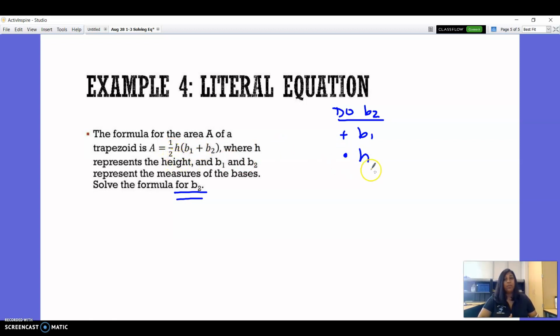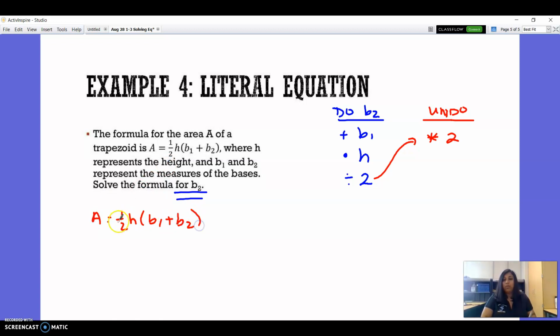The opposite of multiplying by 1/2 is dividing by 2. Dividing by 2 and multiplying by 1/2 is the same thing. So that's what I'm going to write. Now to undo these, remember it's these in the opposite order. So to undo dividing by 2, we're going to multiply by 2. So if I have A is equal to 1/2 h times b1 plus b2, we're going to go ahead and multiply both sides by 2.